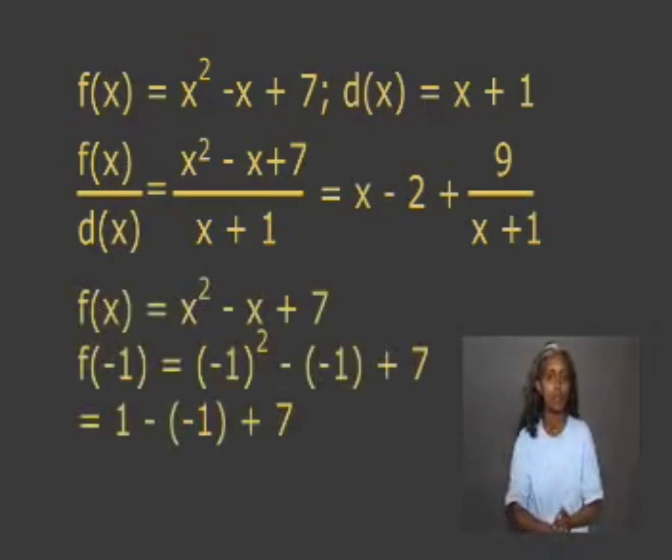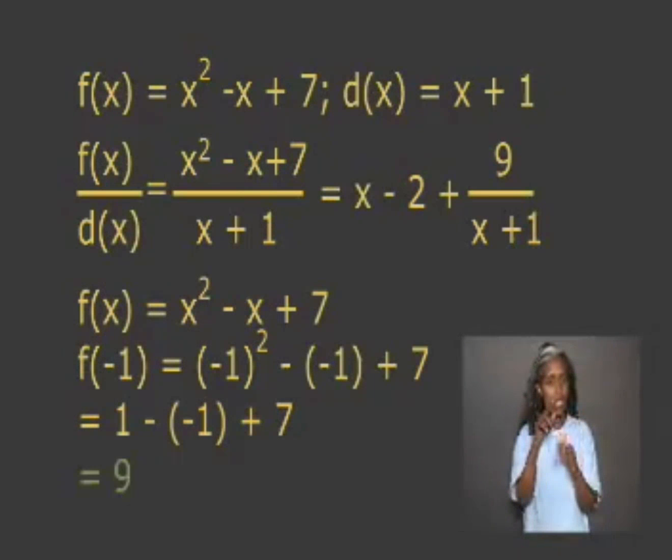The remainder theorem holds that if x equals -1, the result will be equal to the remainder 9. Simple substitution will allow us to test this idea. The theorem is correct. The result of substituting -1 for x is equal to 9.